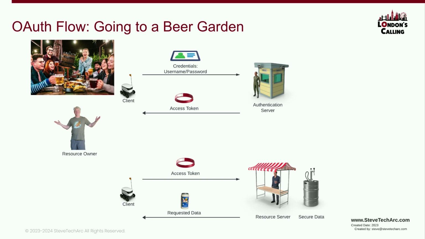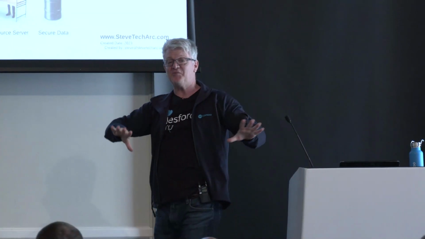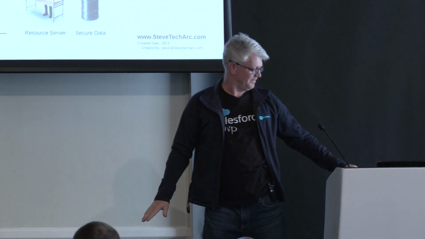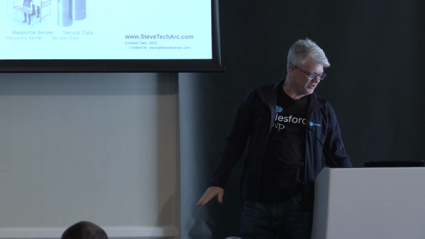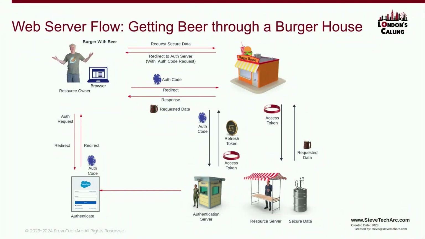Now I'm going to give you the hardest one there is. And once I explain it, every other one is simpler than this one. And then we're just about done. So I want to go to a burger house and get some beer, but the burger house is going to get the beer on my behalf. This is me going to Workbench and then having Workbench go to Salesforce. So I go to the burger house. You don't have to memorize this, this is the most complicated and it's understandable.